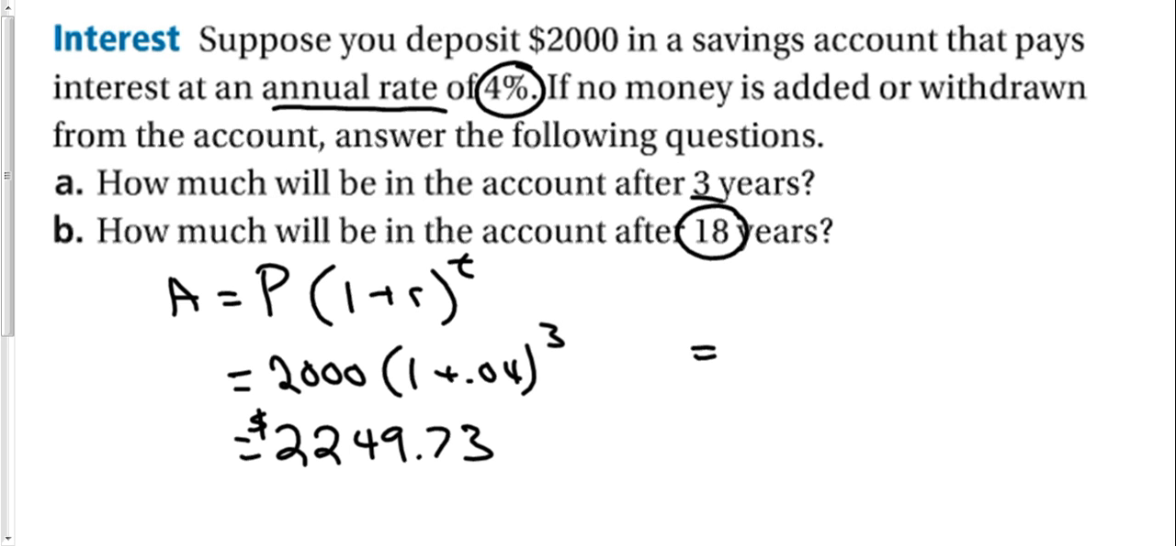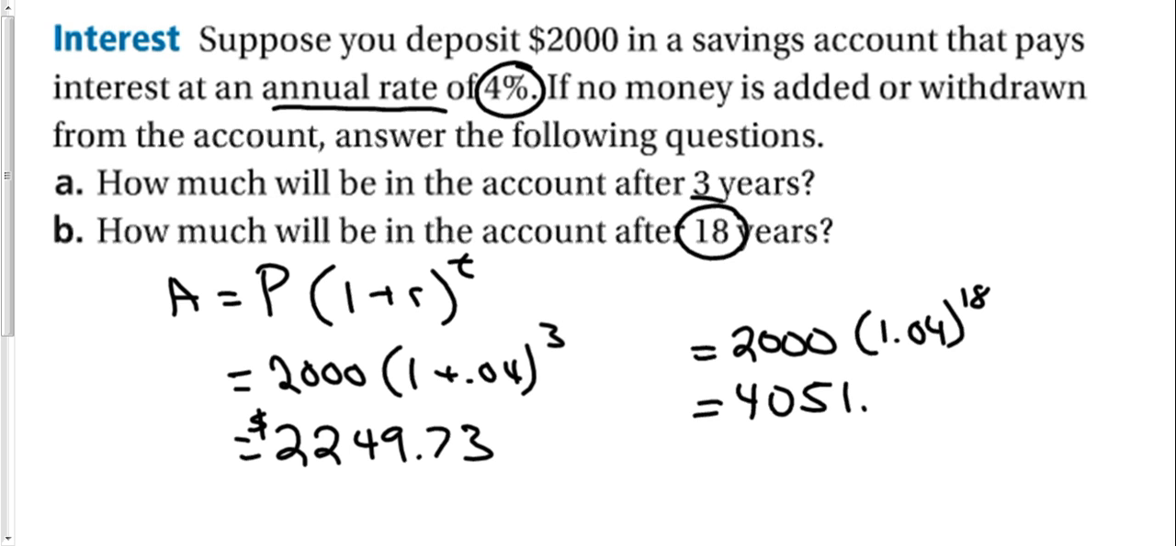Okay. Now, we do the same thing, only this time we plug in 18 years. So my answer for this one becomes 2,000 times 1.04 to the 18th power. That's 1 and the 0.04 added together. So we change this to 18, and we get that after 18 years, we have $4,051.63. So obviously you should have more money in your account after 18 years than after 3.